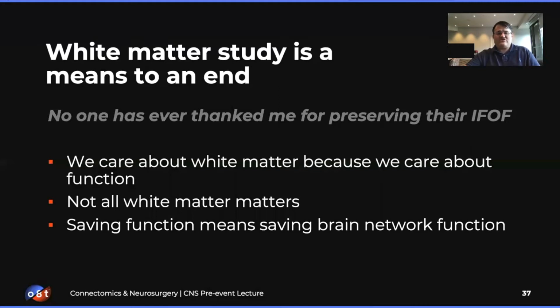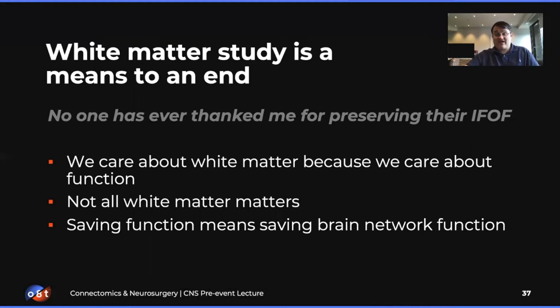And there's been a lot of interest in white matter over the last several years, or even a decade. And while white matter is important, and I've spent a lot of time with white matter, it's important to know that no one in the history of my practice has ever thanked me for preserving their white matter tracts. We care about white matter because we care about function. And we care about white matter that happens to link up networks that we care about that do function. And we know that no matter what kind of surgery you do in the cerebrum, you are cutting white matter somewhere.